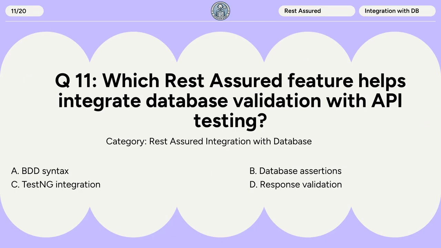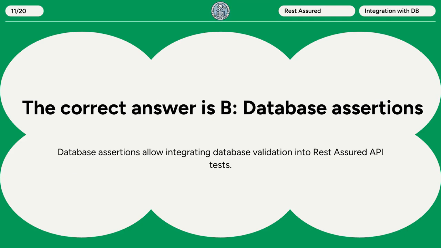Question 11. Which REST Assured feature helps integrate database validation with API testing? A. BDD syntax. B. Database assertions. C. TestNG integration. D. Response validation. The correct answer is B. Database assertions. Database assertions allow integrating database validation into REST Assured API tests.